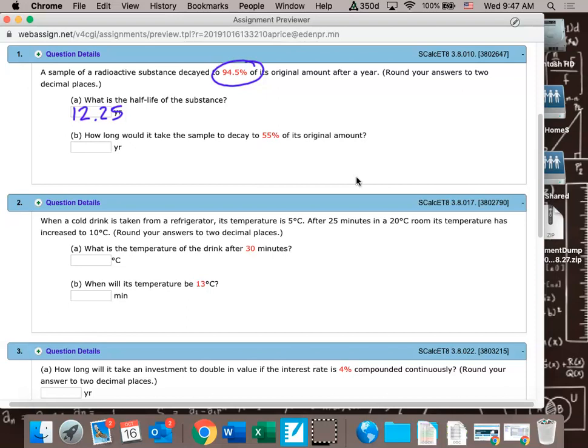And then your second answer, we want 55%, so instead of ln of a half, you do ln of 0.55. And there's your second answer, because instead of 50%, it's 55%.